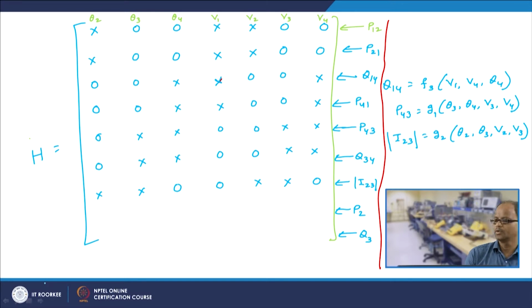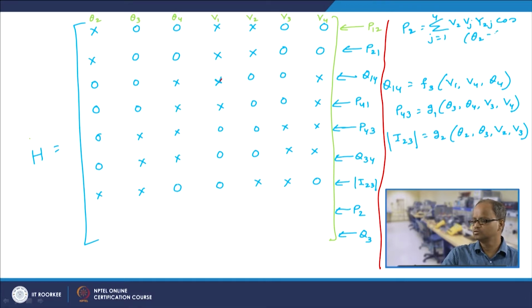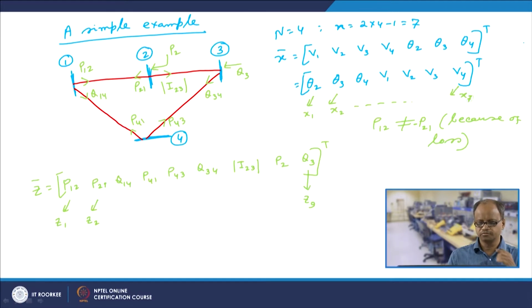P2, now P2 is a function of, now P2 is actually sum over j equal to 1 to 4 of V2 Vj Y2j cos theta 2 minus theta j minus alpha 2j. Now, here if we look at the structure of this, then therefore, in the Y bus matrix which quantities would be 0? I mean, there is no direct connection between bus 2 and bus 4, and also there is no direct connection between.